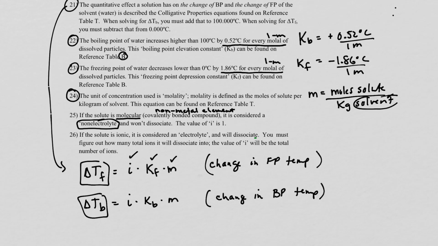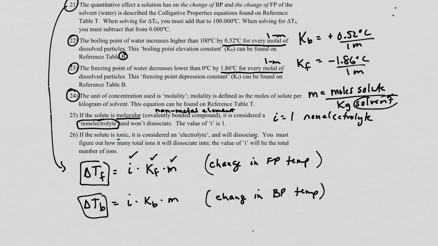What that means is that a non-electrolyte compound cannot break apart into ions. It stays together as a single unit, and so the I value is going to be equal to 1 for any non-electrolyte. So all you have to do is recognize that a substance is molecular, all nonmetals in the compound, and you know the I factor is going to be 1.